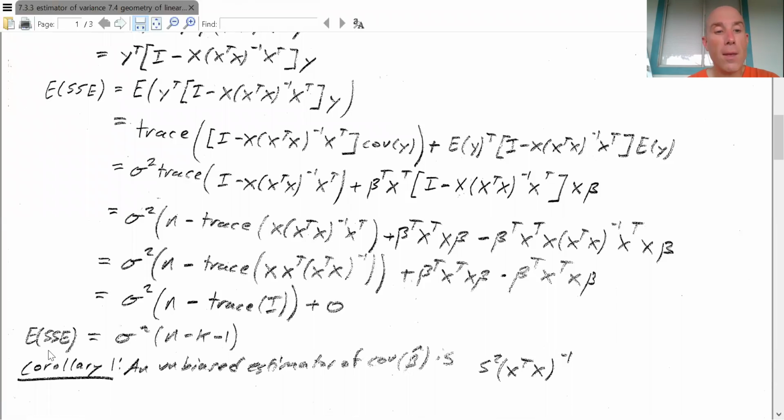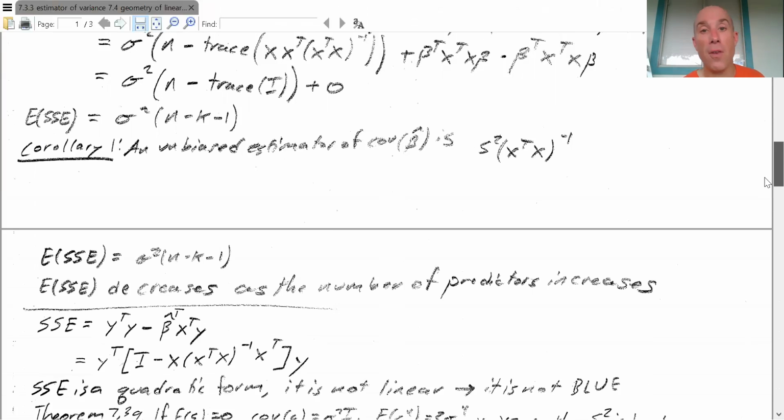If I take the sum of squares error and divide by N minus K minus 1, remember this is a constant, this equation right here tells me that the expected value will be equal to sigma squared. Therefore, the sum of squares error divided by N minus K minus 1 is an unbiased estimator of the variance in our assumption for our models. Boom, we got it.